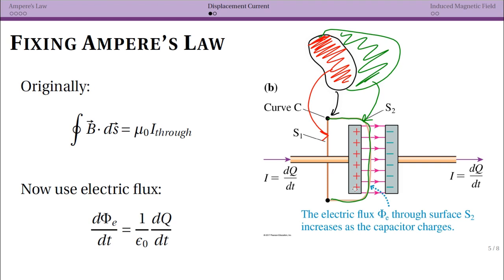So basically, we know that we have current in our wire, and the current is leading to a change in charge on our parallel plate capacitor. Now, if our charge is changing on our parallel plate capacitor, then the electric field is changing in our parallel plate capacitor. If the electric field is changing, then our flux is changing.